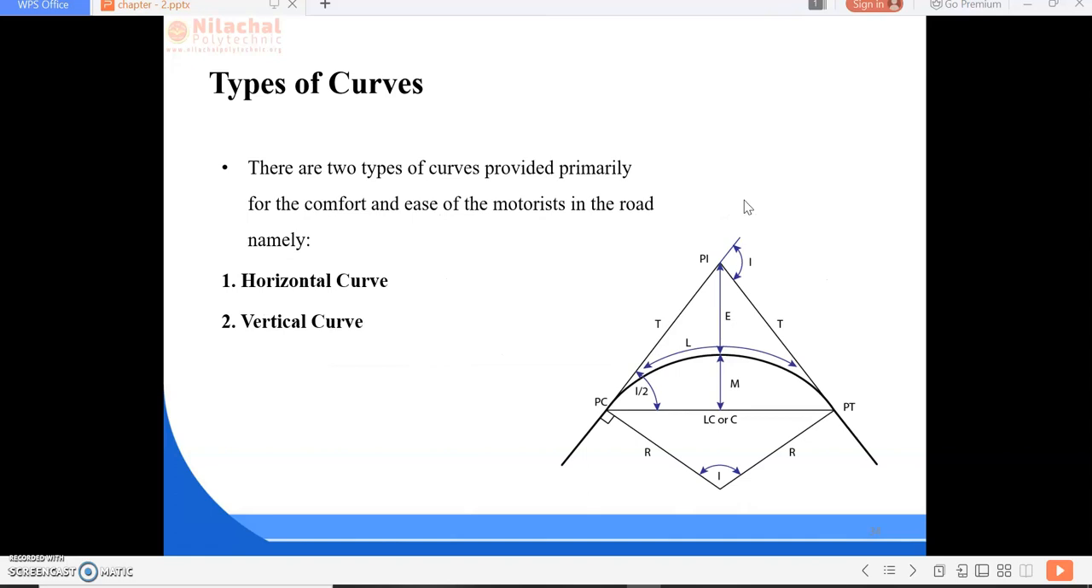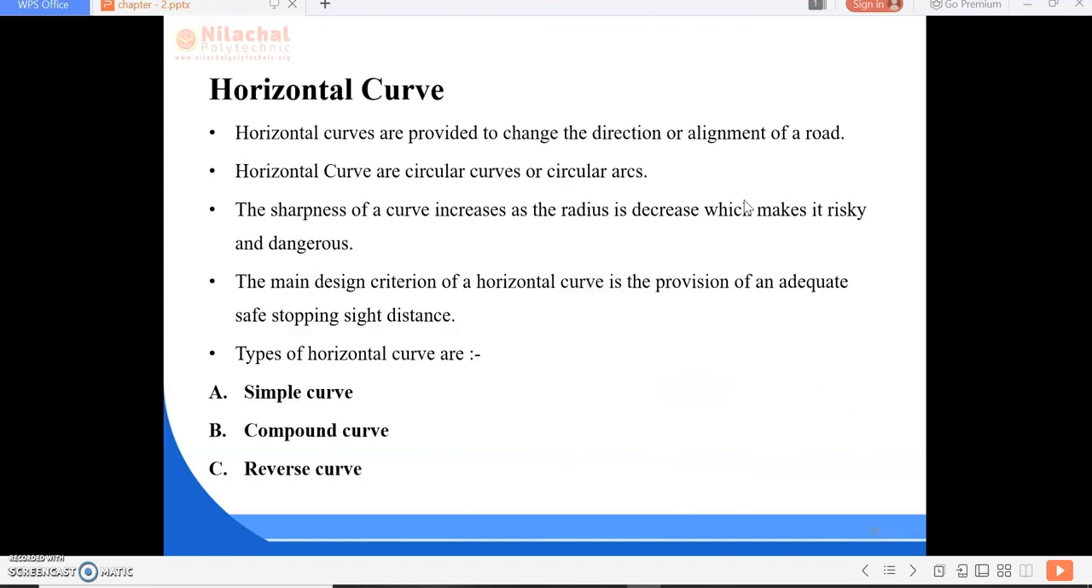So there are two types of curve. First one is horizontal curve and second one is vertical curve. So what is a horizontal curve? This type of curve is provided to change the direction or alignment of the road. Horizontal curves are circular curves or circular arcs. As the sharpness of a curve increases, the radius decreases, which makes it risky and dangerous.